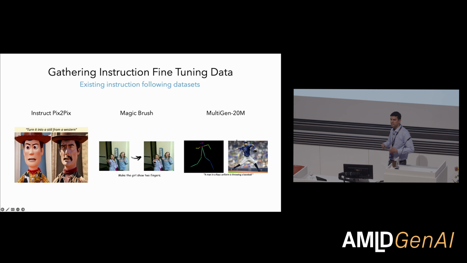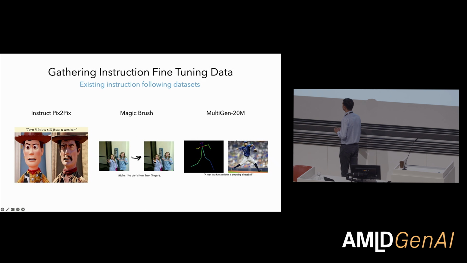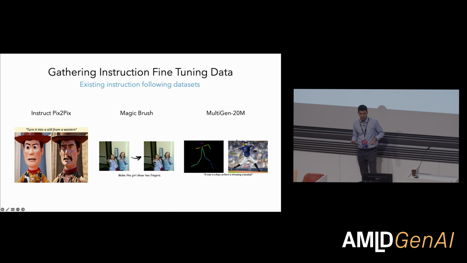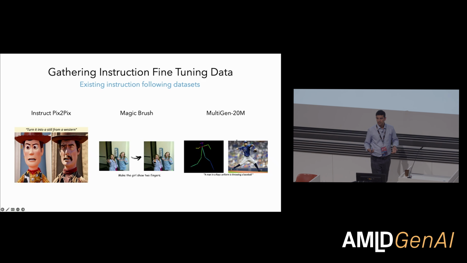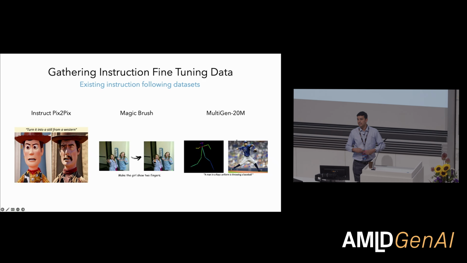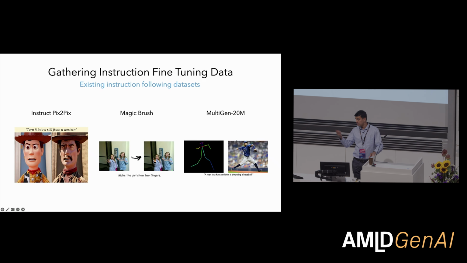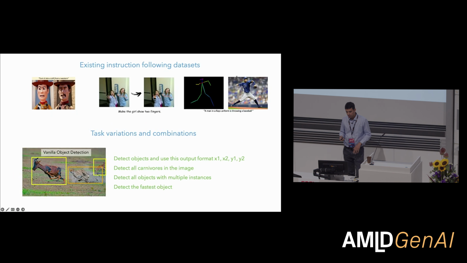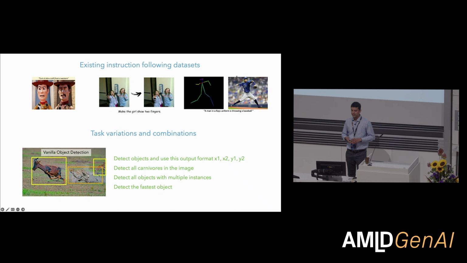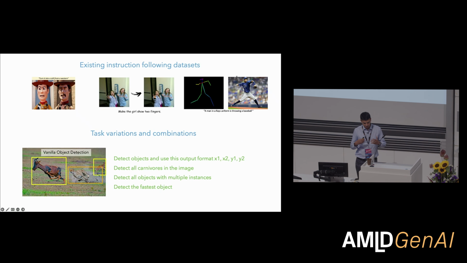Then there's Magic Brush, which has a lot more human intervention in terms of collecting data. And then there's another very interesting way of generating training data, which is to take an image, run a model on it, and then invert it, and then say, now that's the task. This is similar to what Amir was talking about yesterday. So there's another way of generating some interesting instruction tuning data.